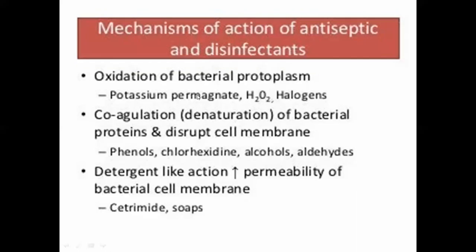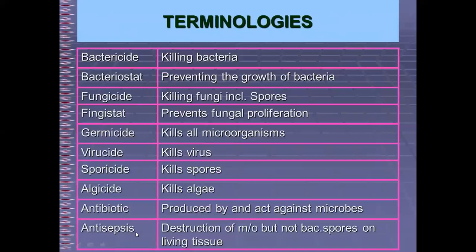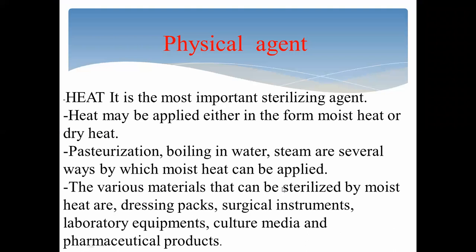By this way, this agent acts as an antiseptic and disinfectant. The next one, detergent-like action, increases the permeability of the bacterial cell membrane. Their examples are cetrimide and soaps. These agents are classified in the surfactant class, that is surface active agents. This agent increases the permeability of the cell membrane, producing the antiseptic and disinfectant effect. So this is the mechanism of action of antiseptic and disinfectant. They perform oxidation of bacterial protoplasm, coagulation, that is denaturation, and also increase permeability, and by this way they act as antiseptic agents.